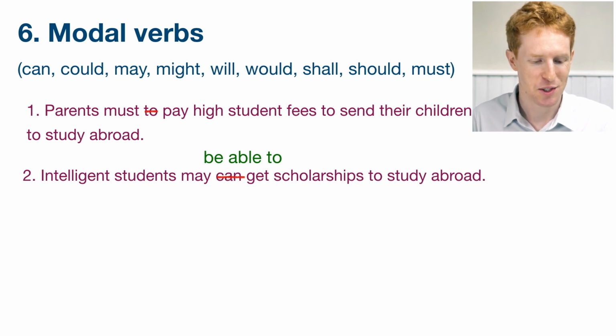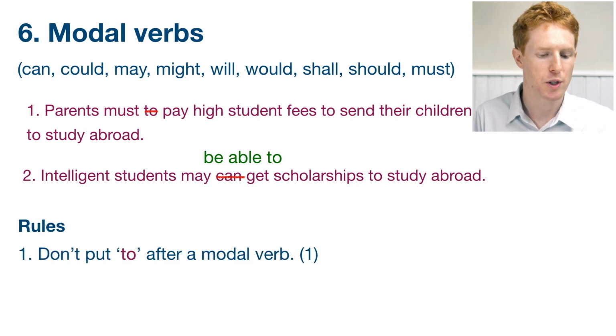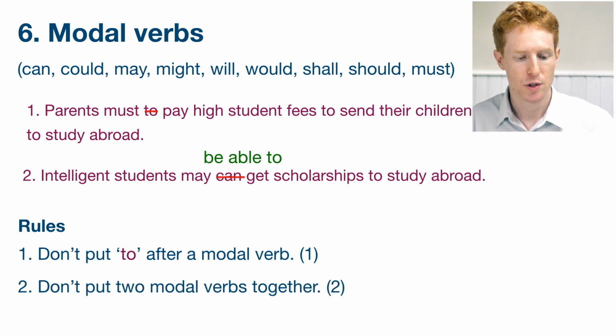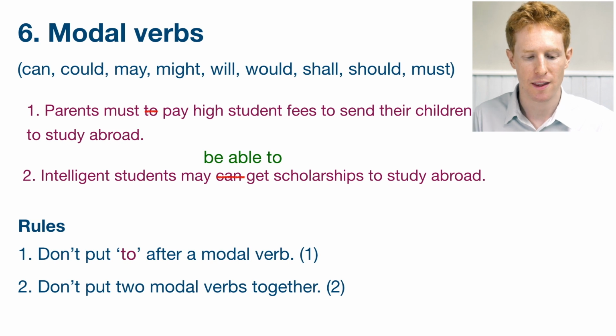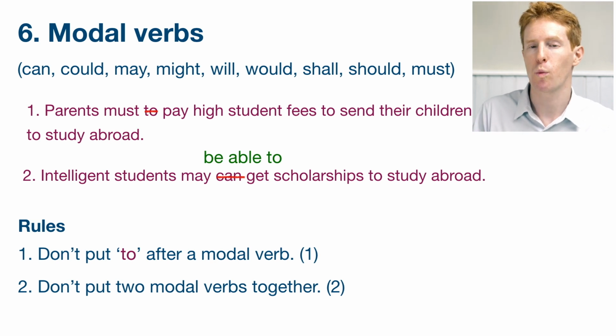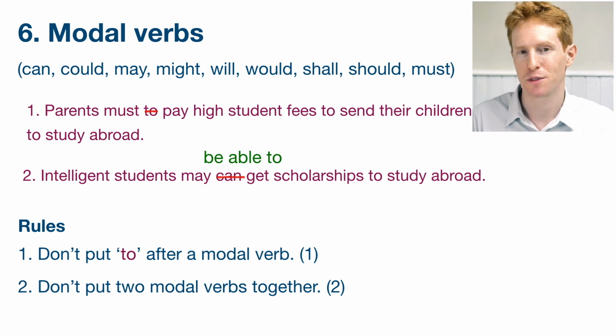Okay, let's look at the rules. Number 1, don't put "to" after a modal verb, and we can see that in sentence number 1. Number 2, don't put 2 modal verbs together, and we can see that in sentence number 2. So we don't say things like "will can". Instead, we just say "will be able to" instead of "can".